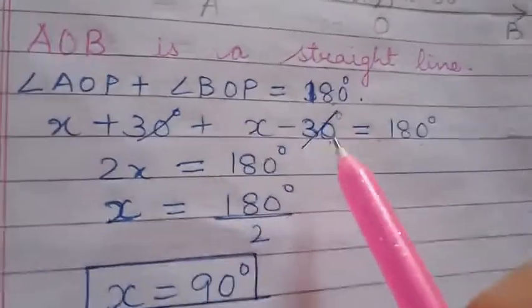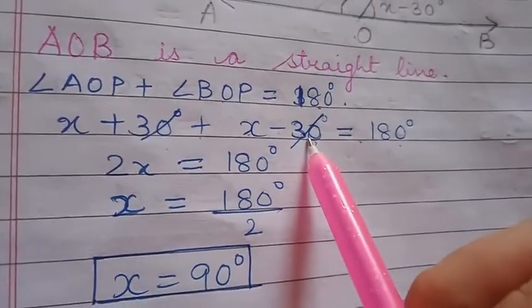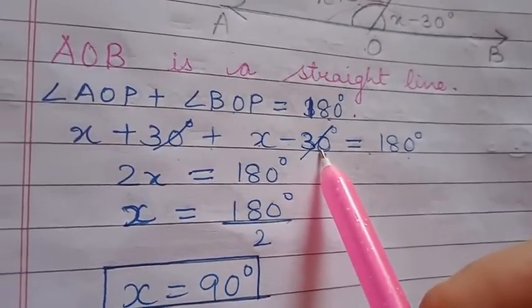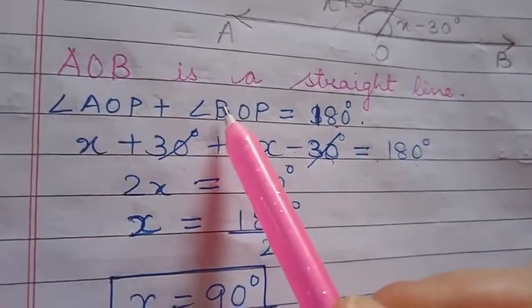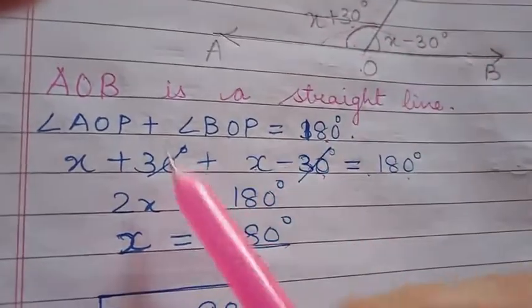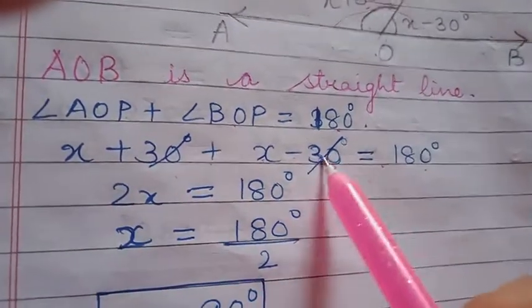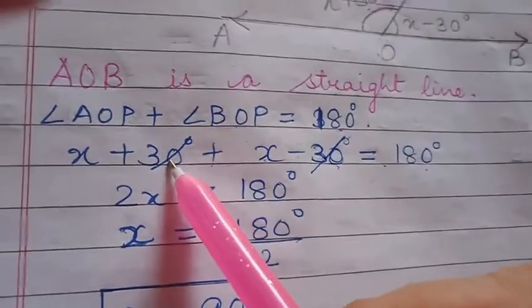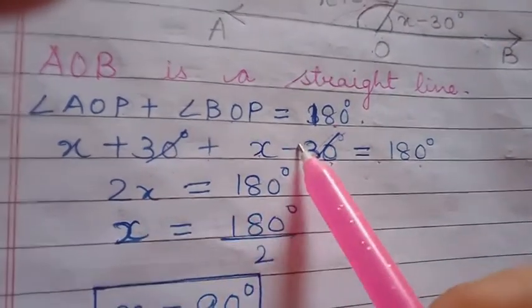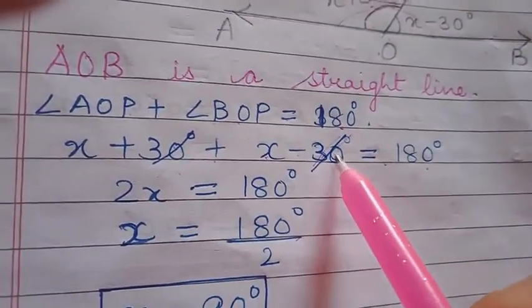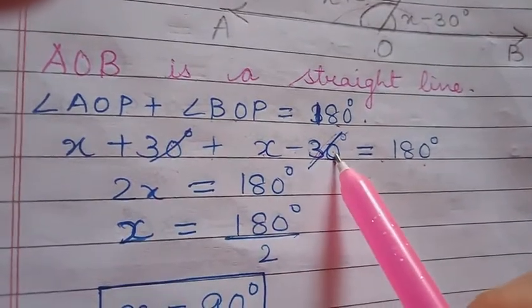Now concentrate properly. These concepts are very new for you. We have written the value of AOP and the value of BOP from the figure. Now plus 30 minus 30 I have cancelled. What is the meaning of cancellation? 30 minus 30 is 0.